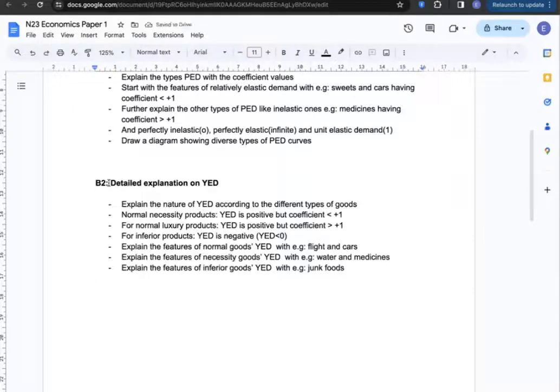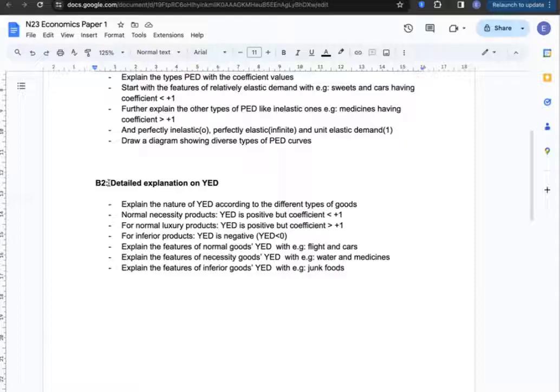In body 2, there will be a detailed explanation on YED. I'm going to start with explaining the nature of YED according to the different types of goods, such as normal necessity products. Their YED is positive, but the coefficient is smaller than 1. But for normal luxury products, YED is positive, and the coefficient is bigger than 1. And for inferior products, YED is negative.